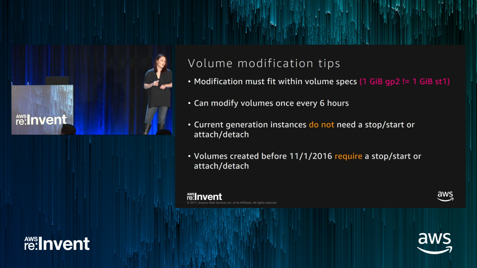So a few tips. Modifications have to fit within the volume specs. So I can't create a 1 gigabyte ST1 volume because the minimum size is 500 gigabytes. You can modify volumes once every 6 hours. And if you're using current generation instances, you don't have to do anything except if you have an old volume attached that was created before November 1st, 2016, in which case you have to do a one-time stop, start, or detach, attach of the volume.